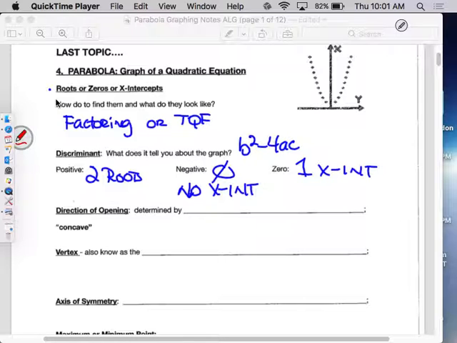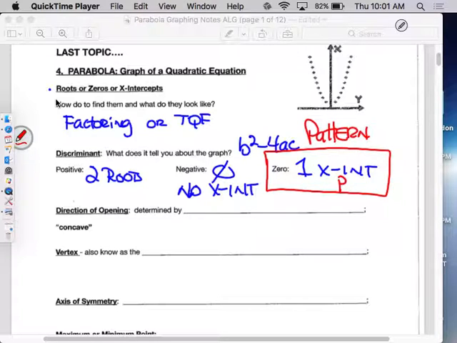And when the discriminant is 0, that's your pattern. That's the perfect square trinomial pattern. Something that looks like maybe x plus 6 squared equaling 0. The binomial times itself, which creates that little trinomial pattern.